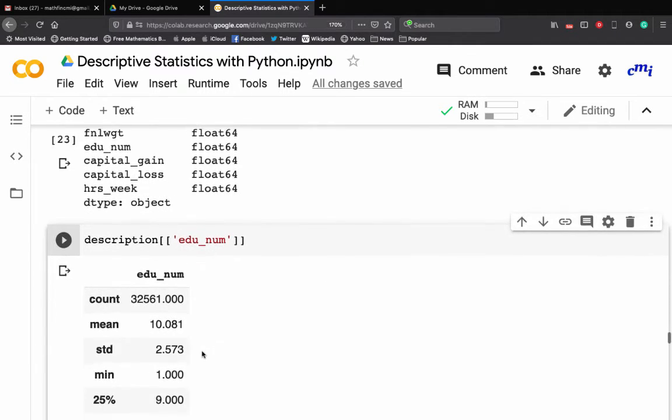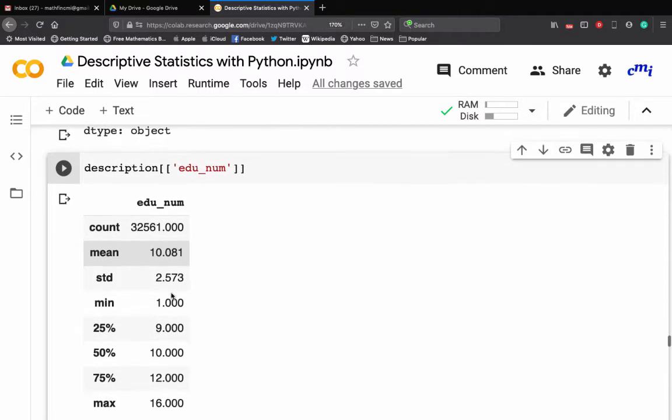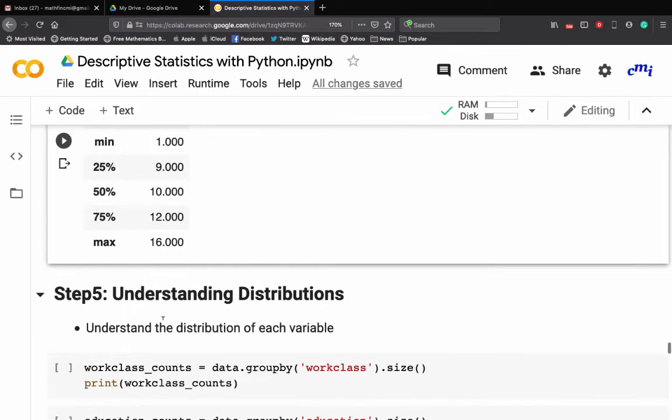Similar technique you can apply where the average number of education years is 10. So on average, 10 years of education you will find, with a standard deviation of 2.53, and these are the typical variation you will be seeing.